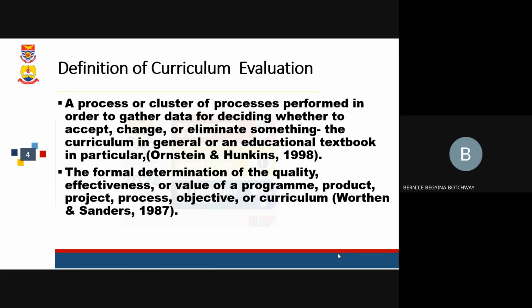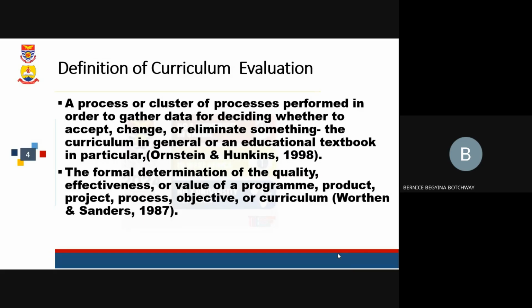Okay, it's a formal determination of the quality, effectiveness, or value of a product, a program, a project, a process, objective, or a curriculum. So it's not just guesswork. We will be there and then you'll say, okay, this thing that they are doing now is not really working. This teaching method that we added to the curriculum that non-economic teachers are supposed to adopt is not really working. It's not guesswork. It's a formal activity.